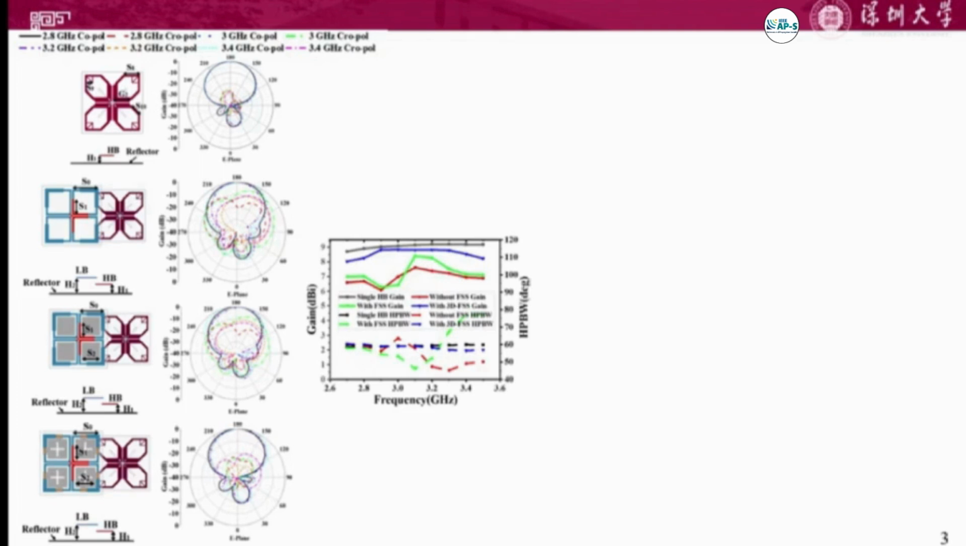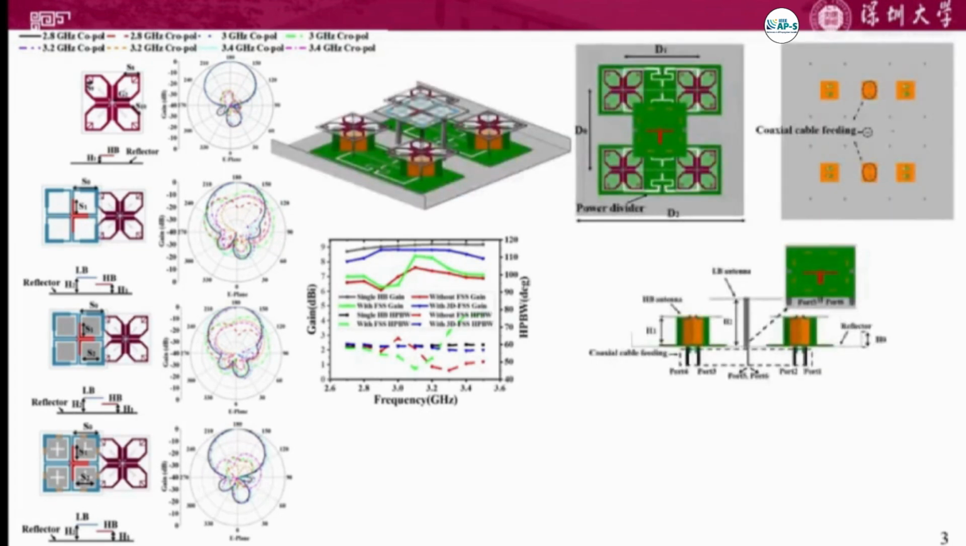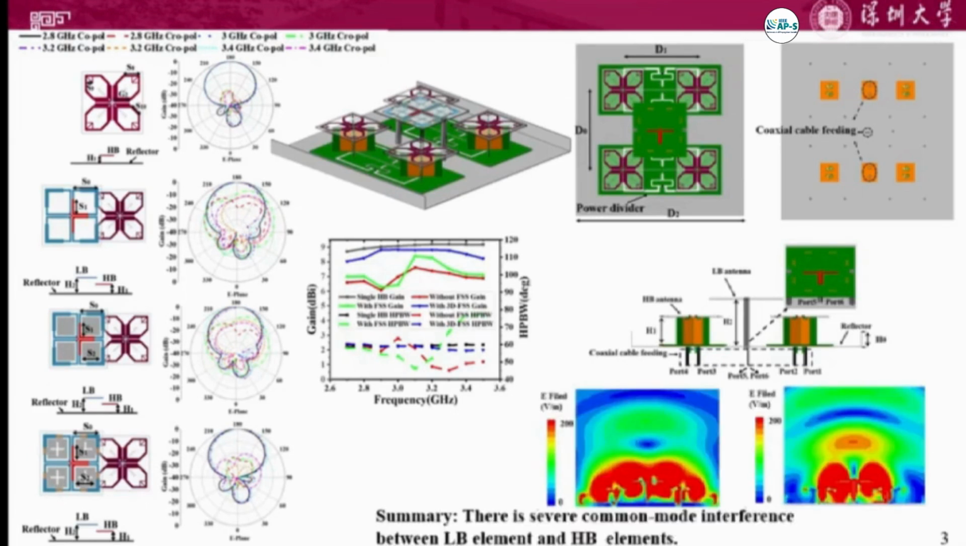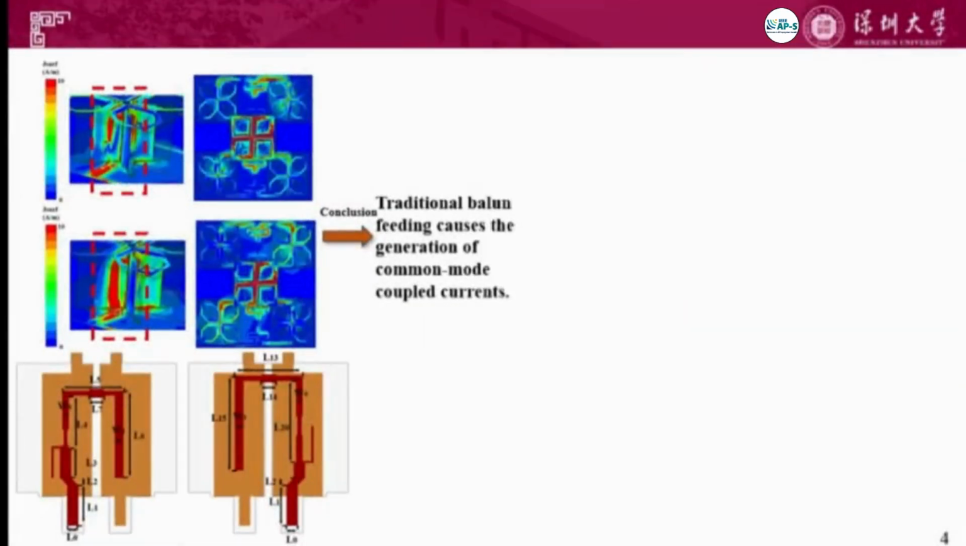Having addressed scattering interference, when we integrate the high-band and low-band antennas into a 1x4 array, with the high-band antenna fed by a Wilkinson power divider and the low-band antenna fed by a coaxial cable, strong common mode interference is induced in the high-band antenna when the low-band antenna is excited, as illustrated by the electric field distributions at 2.1 GHz and 2.3 GHz shown in the figure. Conventional balun feeding causes coupled currents to form loops on the radiating surface, generating strong common mode interference and severely distorting the radiation pattern. To solve this, we propose a novel front feeding structure.